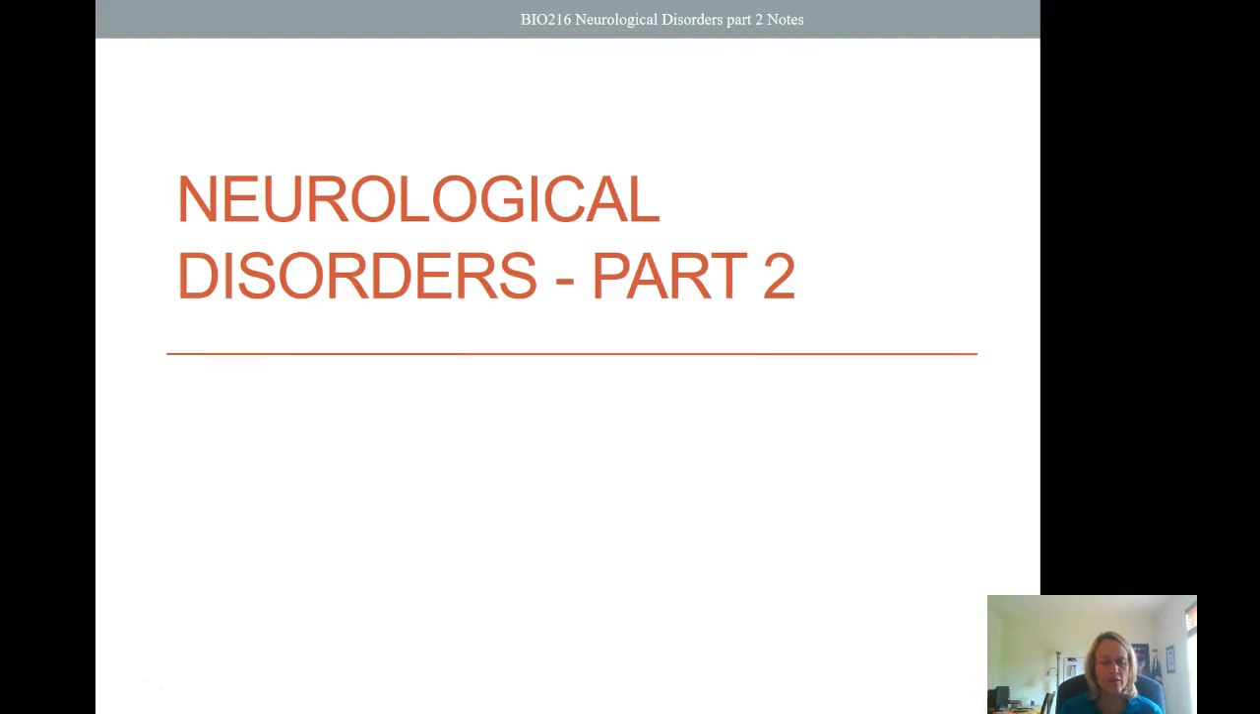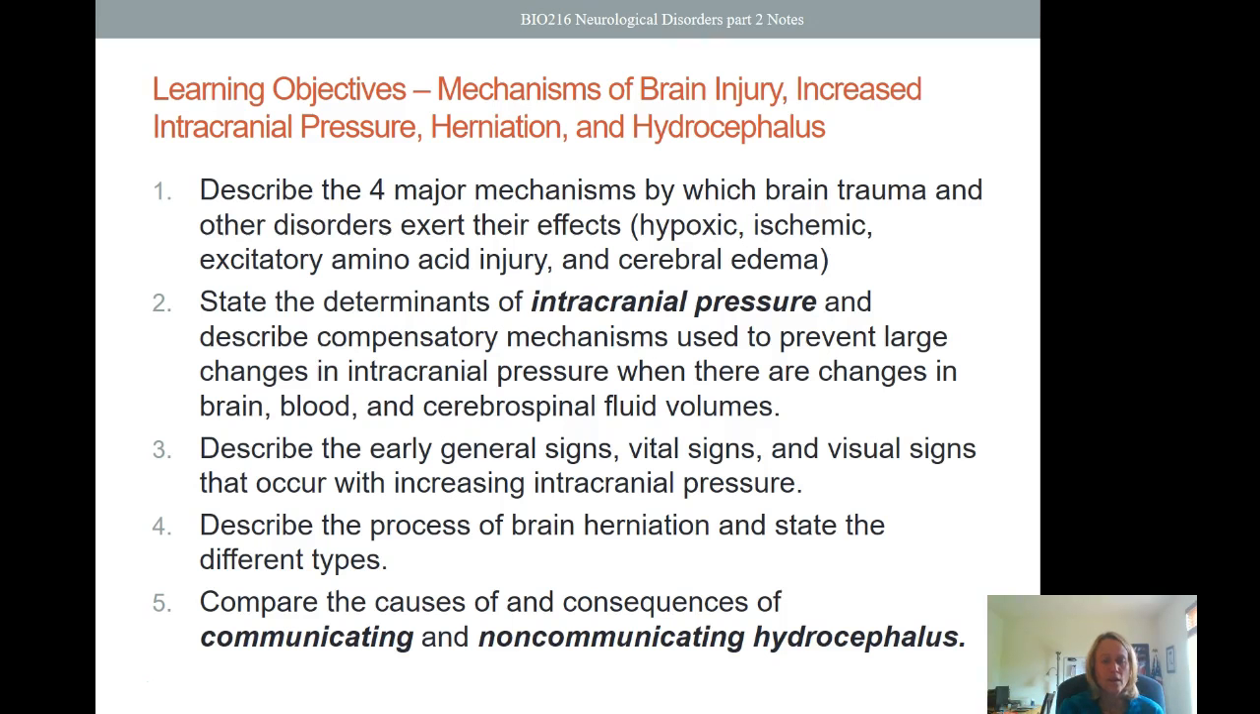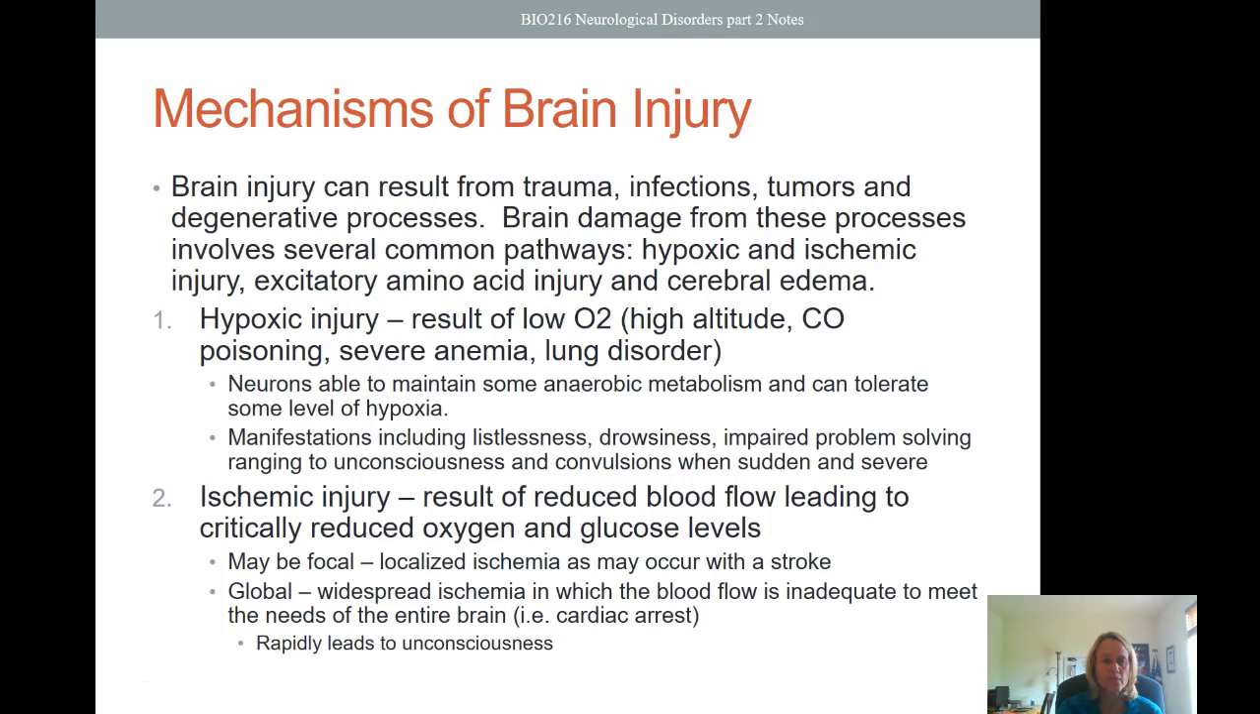And then we're going to talk about infections, brain tumors, and we are going to conclude with epilepsy and the other seizure disorders. Okay, so let's start with mechanisms of brain injury and increased intracranial pressure.